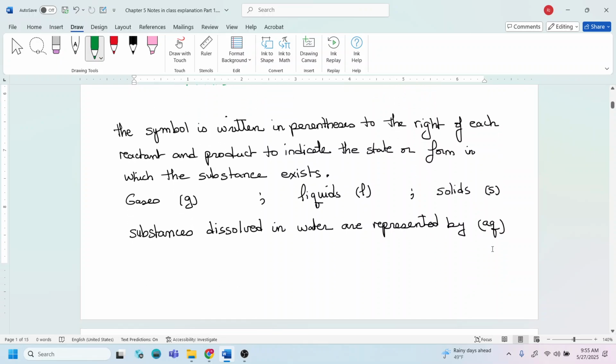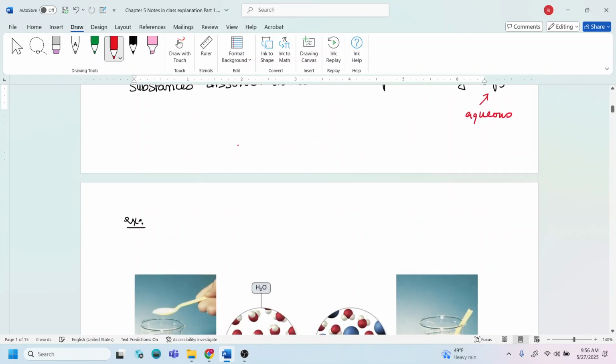Now, substances that are dissolved in water, normally we don't represent them as a liquid. These are solids that are solvated in water, so we represent them as aqueous. AQ stands for aqueous. So AQ over here stands for aqueous. Okay, so let's have an example.